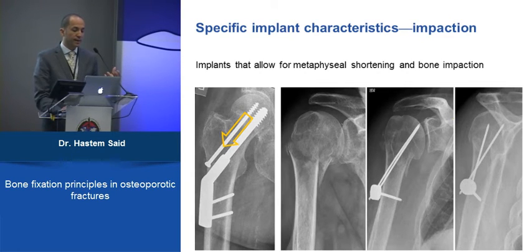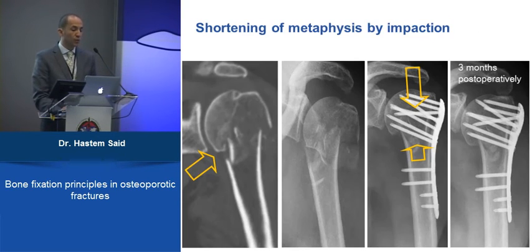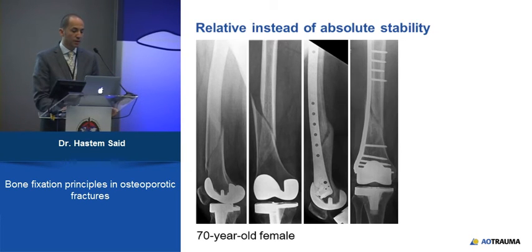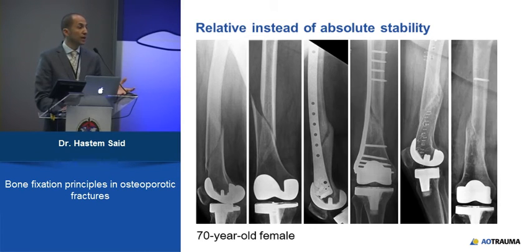So this is a case of a 70-year-old female with a distal femoral fracture, and she has a total knee replacement. She was treated with a locked implant, splinting the fracture, no lag screws, and then she went on to healing with indirect bone healing and callus formation.